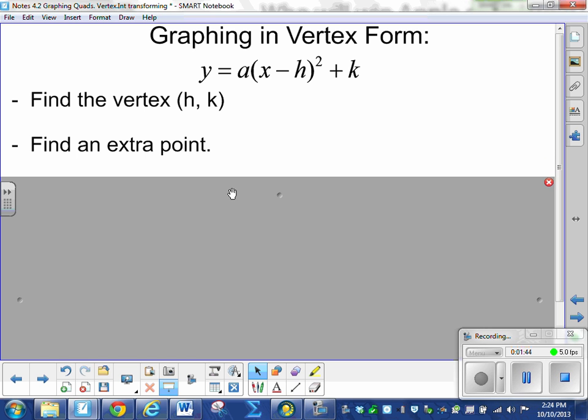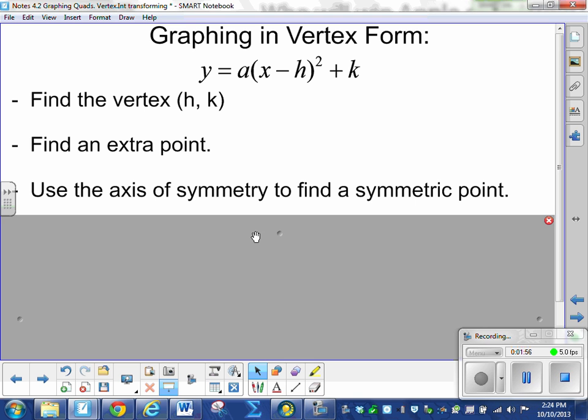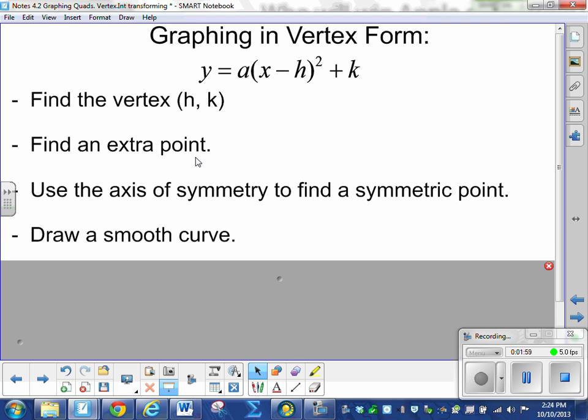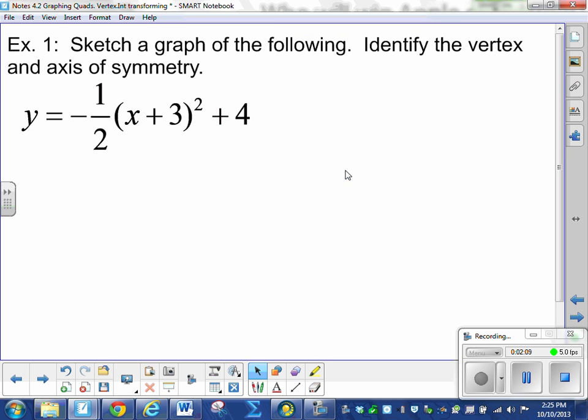Find an extra point. To find that extra point, you should be picking an x value around your H, just like we did with standard form. Plug it back in again after you get your x value, then get your y value, input, output, and you'll have a point. Use your axis of symmetry to find a symmetric point. At this time, you would have a vertex, an extra point, and a symmetric point. That's your 3 points to make your parabola. Then you draw your smooth curve. All right, so let's try this out.